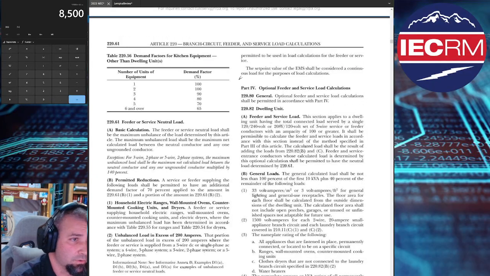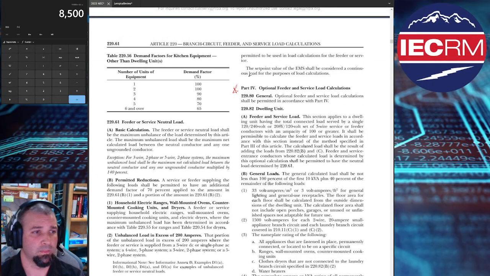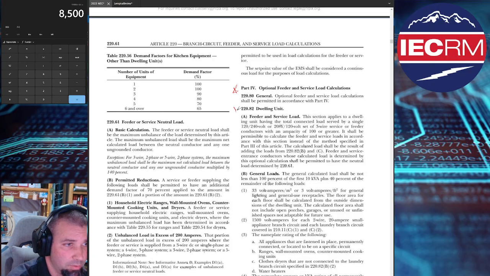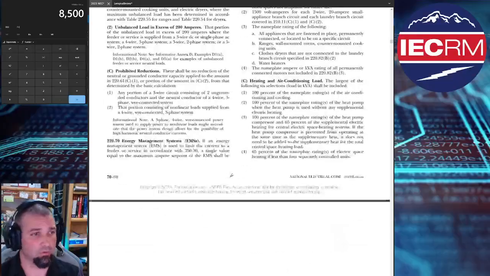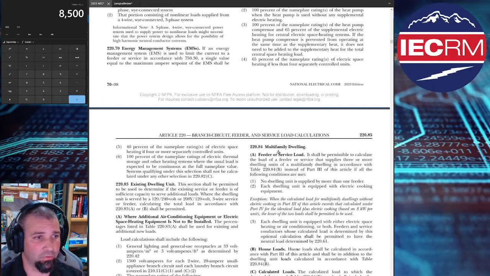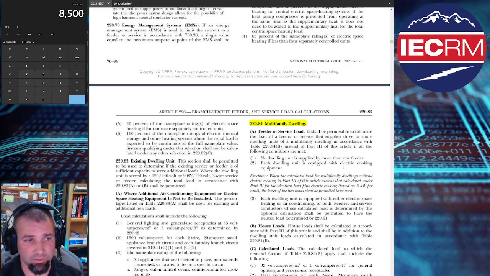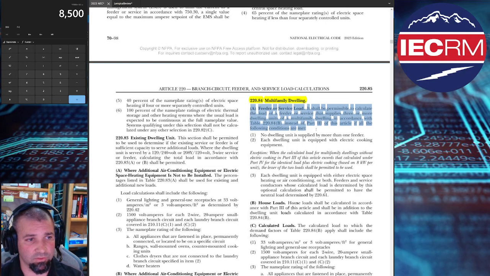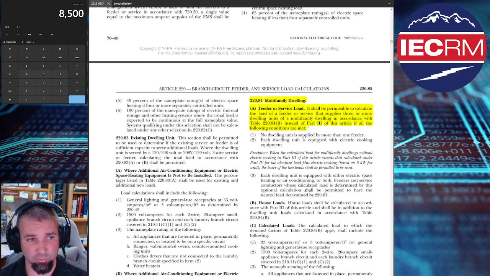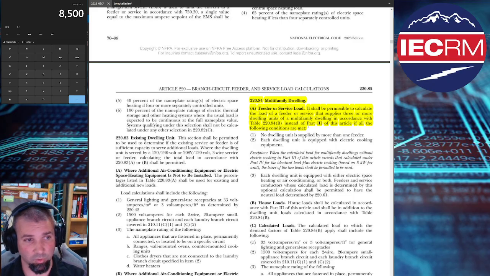Optional feeder and service calculations here. We have a section for dwelling unit, but we also have a section, if we keep scrolling a little bit, for multifamily dwellings. 220.84 multifamily dwellings. Right inside of A here, it says: it shall be permissible to calculate the load of a feeder or service that supplies 3 or more dwelling units of a multifamily dwelling in accordance with Table 220.84(B) instead of Part 3 of this article if all of the following conditions are met.